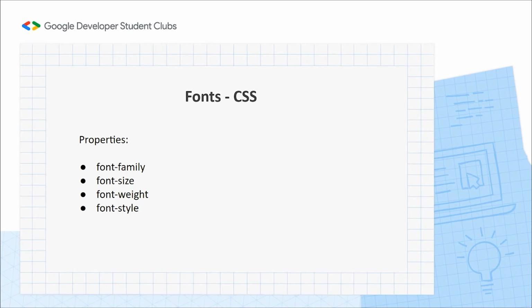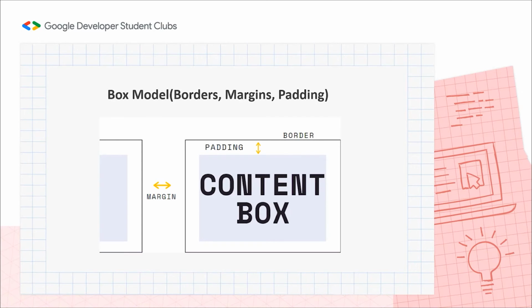And font weight is a property which is used to highlight; we can increase or decrease the thickness by using this property. And the fourth one is font style, which is used to change the font style of an element. So coming to the box model, there are three things to be discussed. That is borders, margins, and padding.